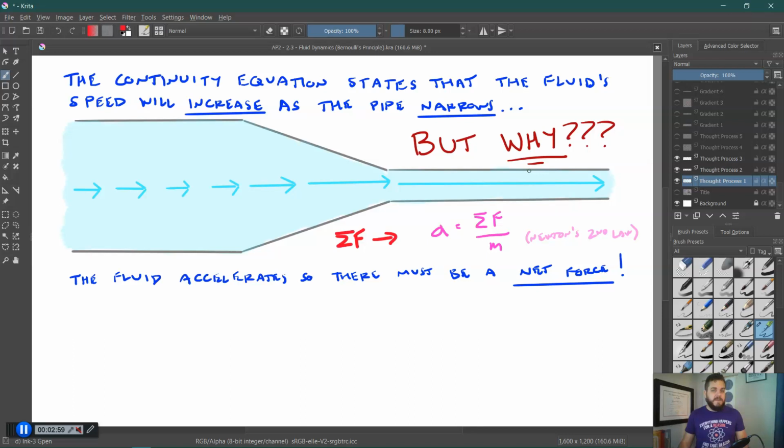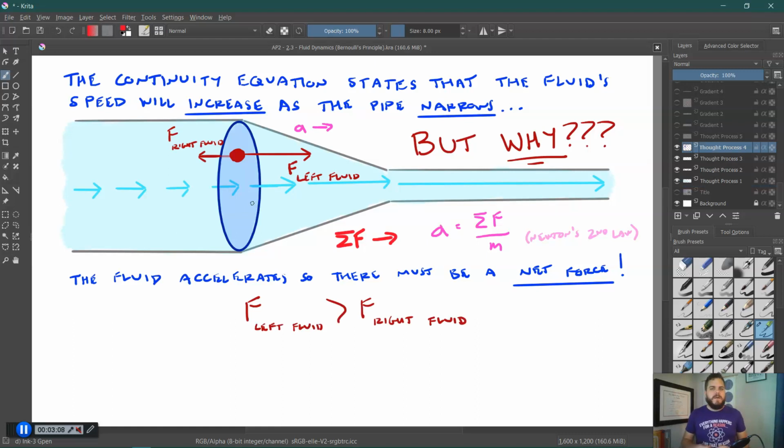Well, let's try to look at this in a little more detail. We're going to do that by zooming in on this particular point in the fluid. And we're going to look at this little dot right here. And for it to have a net force to the right, there must be a bigger force pushing to the right than there is a force pushing to the left. What are the sources of these forces on this little packet of fluid? Well, if we think about it, the only thing that could be pushing it either direction is the fluids on either side. And so really what this is telling us is that the fluid on the left is pushing with more force to the right than the fluid on the right is pushing back to the left.